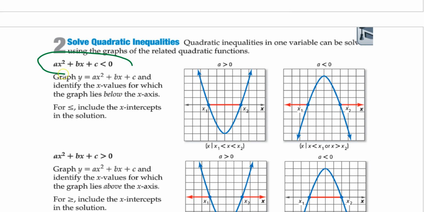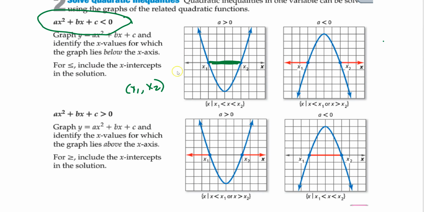If I want my equation to be less than 0, well, where's the graph less than 0? Well, from here to here. So your answer is between those 2 points, x1 and x2. And now on this one, where's your graph less than 0? So right here's the graph. Here's where it's less than 0. So it's these 2 spots, here and here.